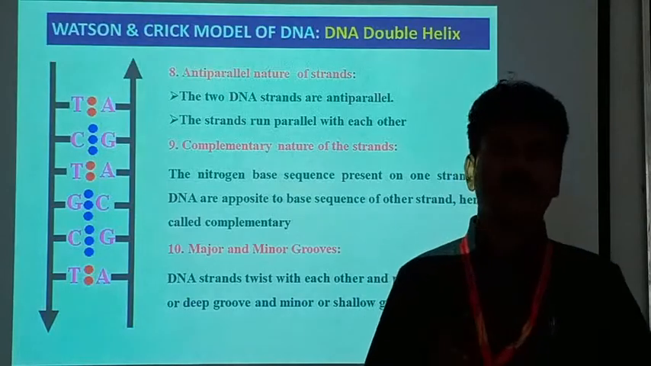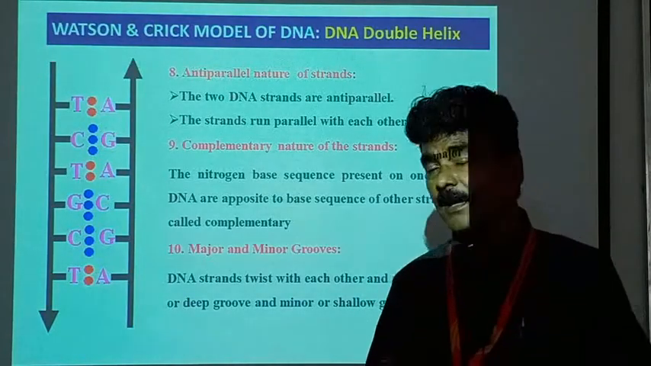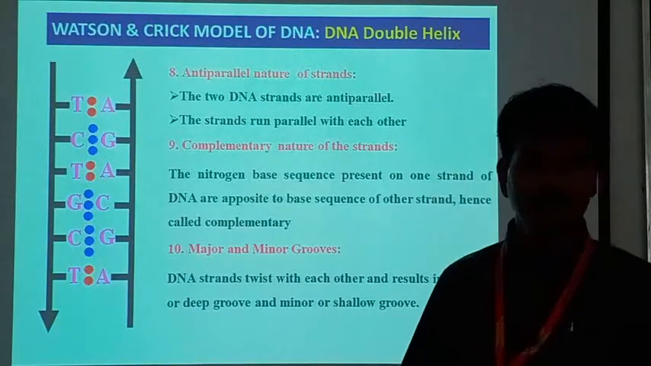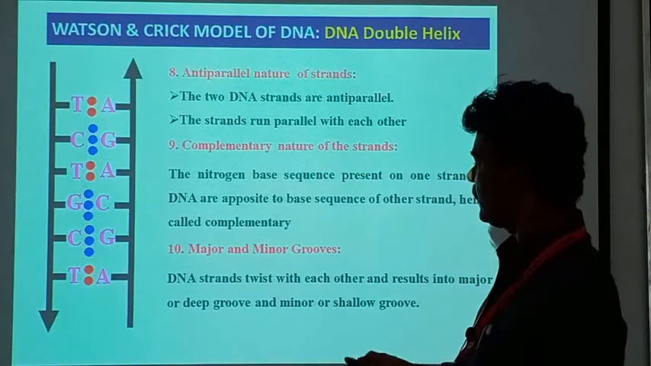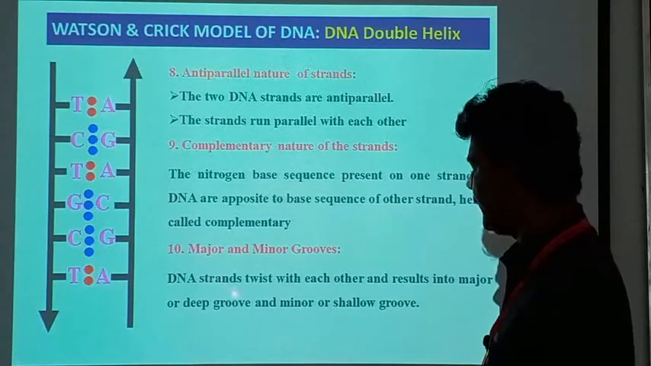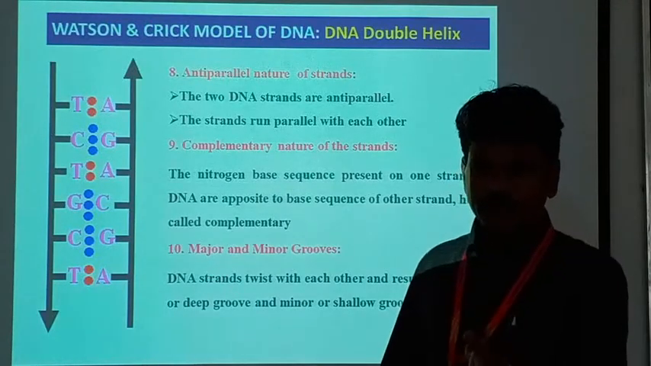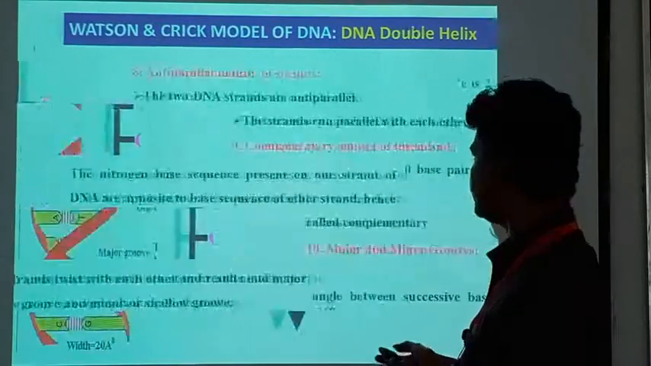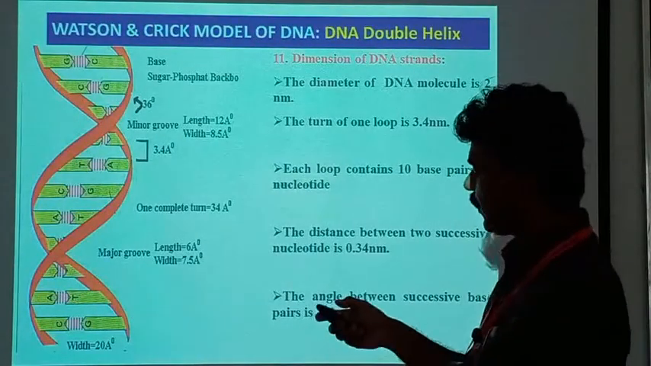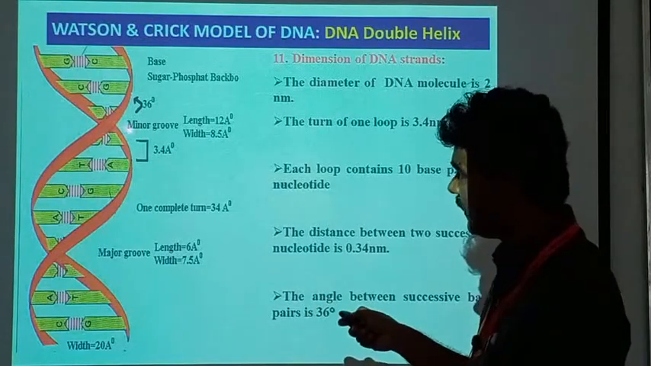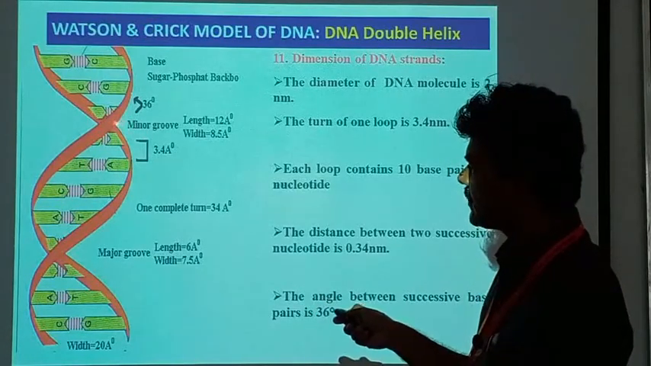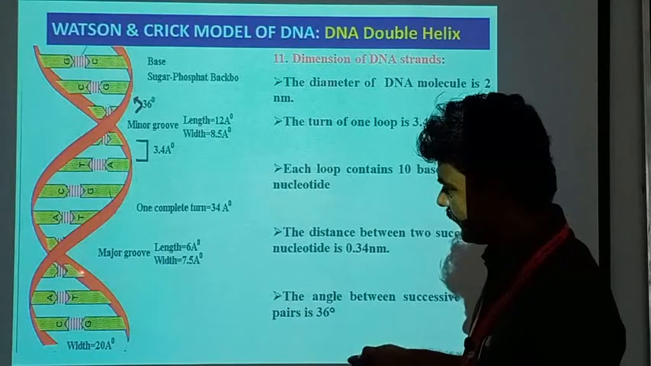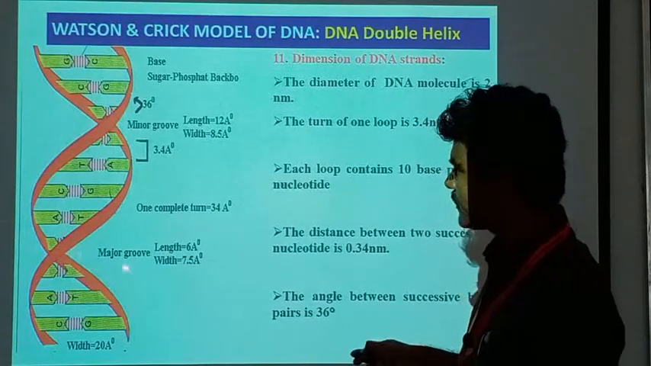Another property recorded by Watson and Crick is that the DNA structure has major and minor grooves. Means when we look at the DNA structure, there are some grooves. That groove is a deep groove as well as a shallow groove. See, when we look into this DNA structure, here we find a minor or shallow groove, but here the angle of this groove is deep, and so it is called a major groove.